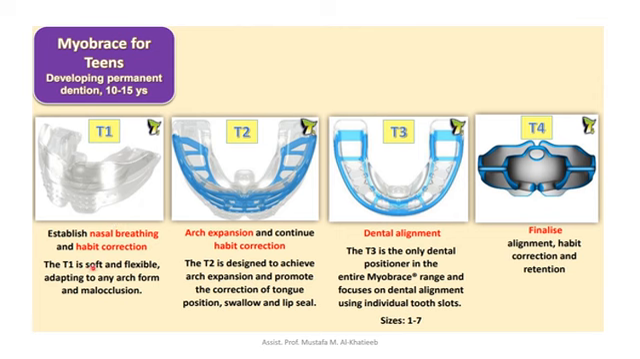The T1 establishes nasal breathing and habit correction. It is soft and flexible, adapting to any arch form and occlusion, while the T2 for arch expansion and habit correction is designed to achieve arch expansion and promote correct tongue position, swallow and lip seal. The T3 for dental alignment is the only dental positioner in the entire Myobrace range and focuses on dental alignment using individual tooth slots. These are individual tooth slots, sizes from 1 to 7, and T4 finalizes alignment with continual habit correction and retention.